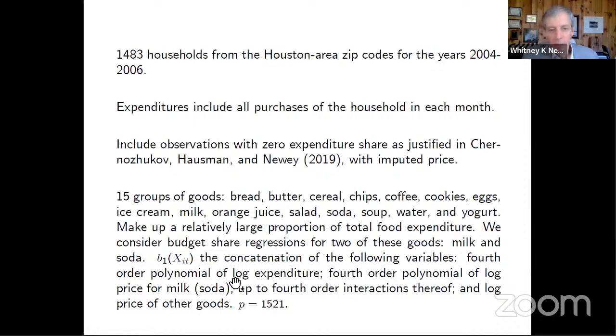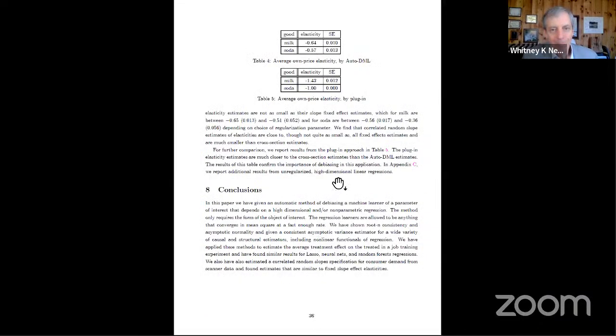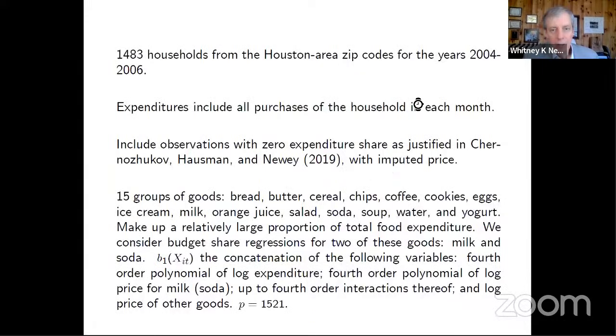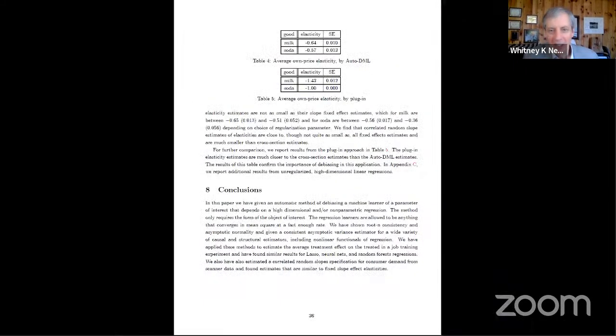1,521, okay. We pick B of XIT to be the following fourth order polynomial of log expenditure and of log price, and up to fourth order interactions. Okay, and you get 1,521 regressors. And then we look at own price elasticities. Okay, and here's what you get.